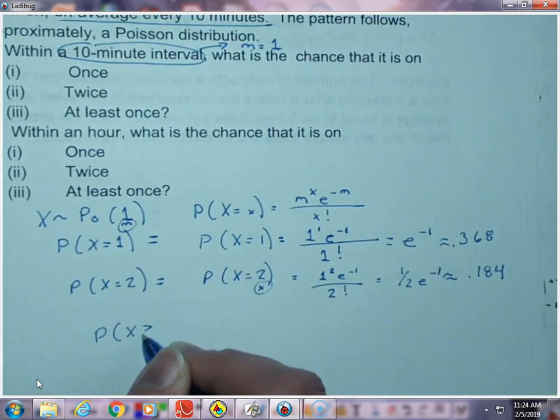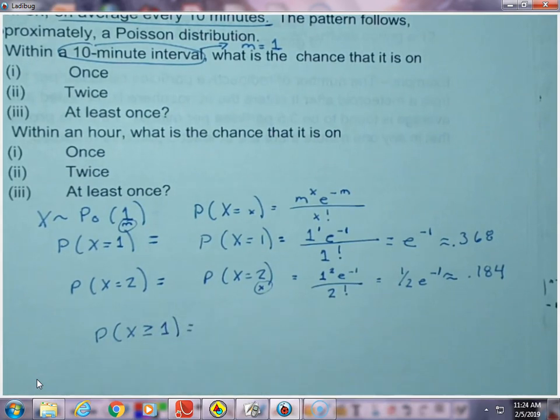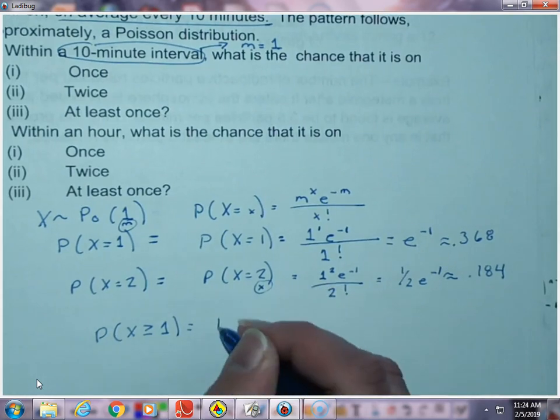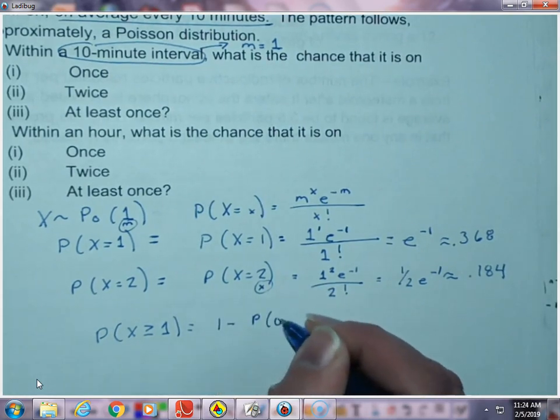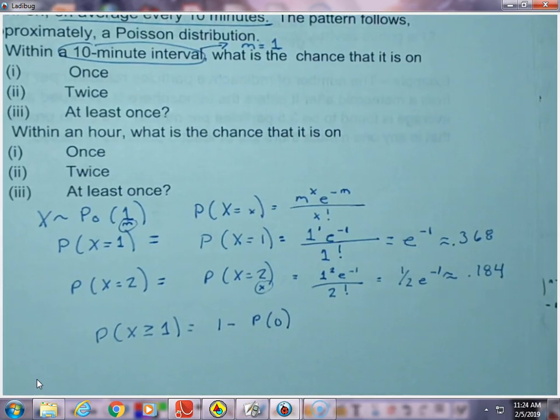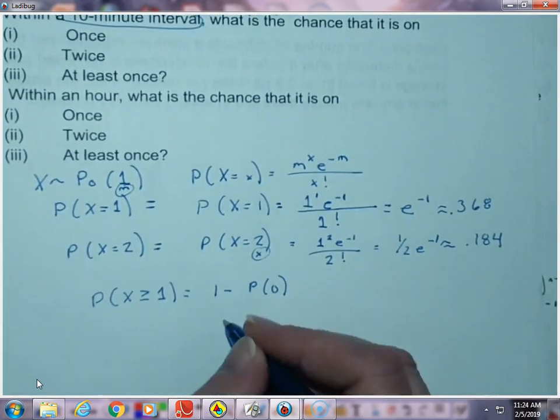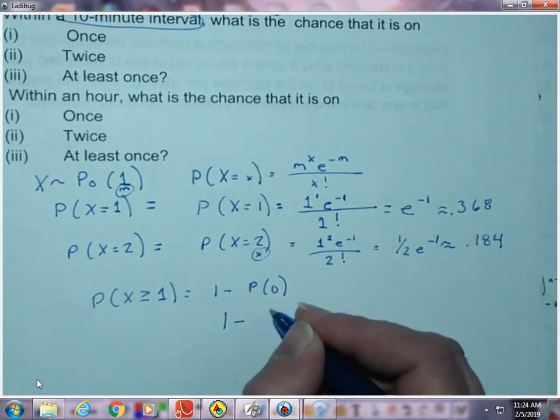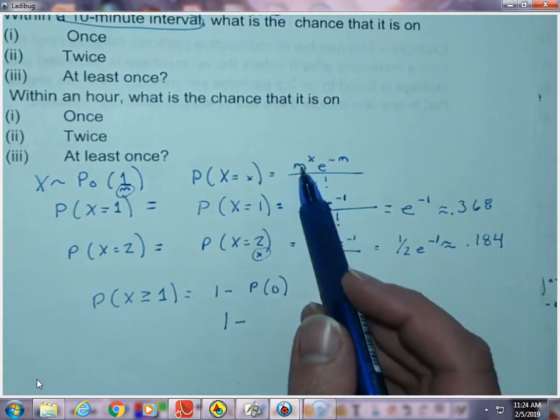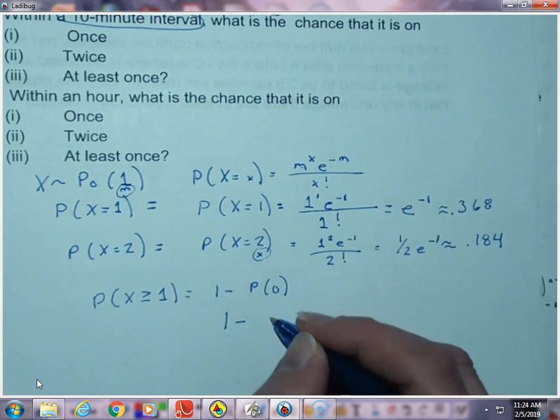For at least once, that means greater than or equal to 1, which means you'd have to add up from 1 to infinity, which is ridiculous. Or you could just do 1 minus the probability of 0. You're exactly right. You always have to do that for Poisson. So 1 minus, and this time the average is still 1, x is 0.